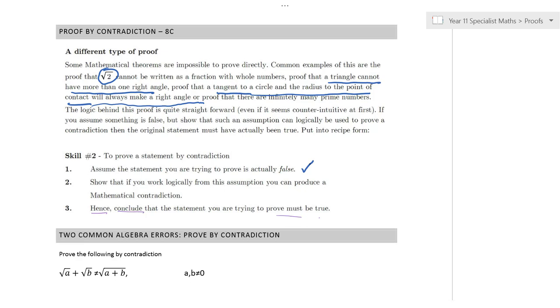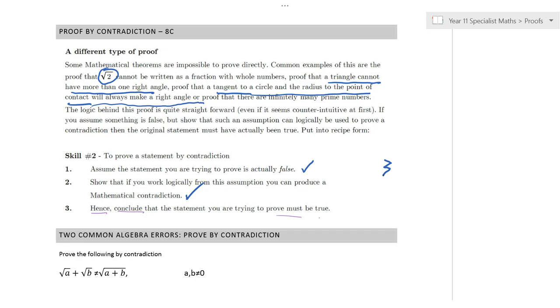Now, if you then, through your working logically from your assumption, find that you can produce a mathematical contradiction, and when I went to university, whenever I saw a mathematical contradiction, I was told to draw this little lightning bolt. That means that line of working is a contradiction. If you did that in your exam, perfectly fine. I'd be wrapped with that.